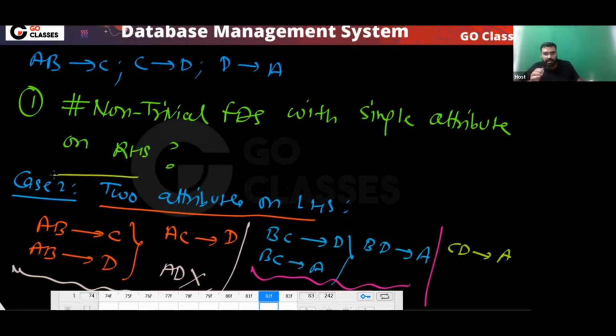So finally, in the case 2, how many did we get? In the case 2, we got 3, 3, 6, and 7. Total 7 we got, right? Yes or no? Is this clear? In the case 2, we got 7. Now, can you find the case 3?